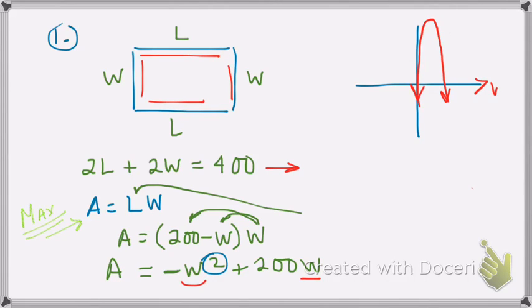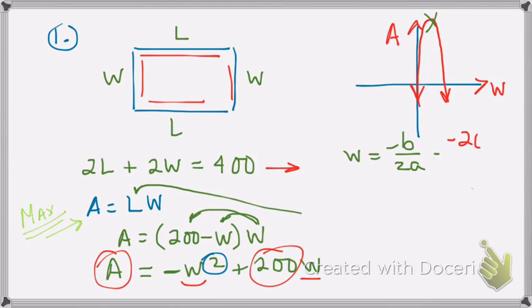And on the x-axis would be the width, and on the y-axis would be the area, because A is acting like the y. And what I'm looking for is where is that maximum, the highest or greatest area. And that happens to be the vertex of the parabola. So let's calculate the vertex. We know vertex is calculated with negative b over 2a. So this is my b value, 200. And it's going to be negative 200 over 2 times a, and a is negative 1. And I find out the width that gives me the maximum area.